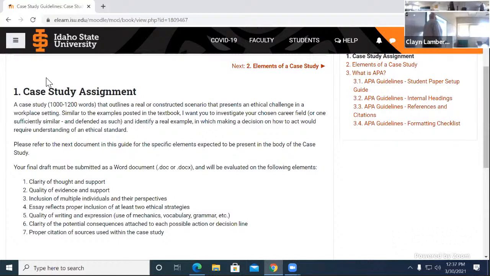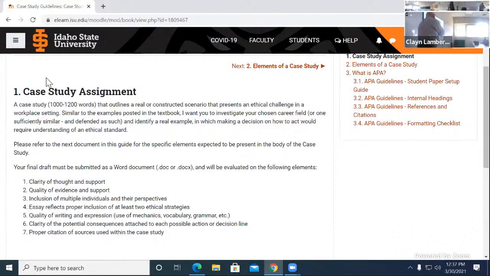Okay? All right, so similar to the examples posted in the textbook and the videos, I want you to investigate your chosen career field or one that's similar to that, and identify a real example in which making a decision on how to act would require understanding ethical standards. I have a lot more to go through, but this is just the general introduction of what the assignment is. You're going to be graded on these 7 elements.